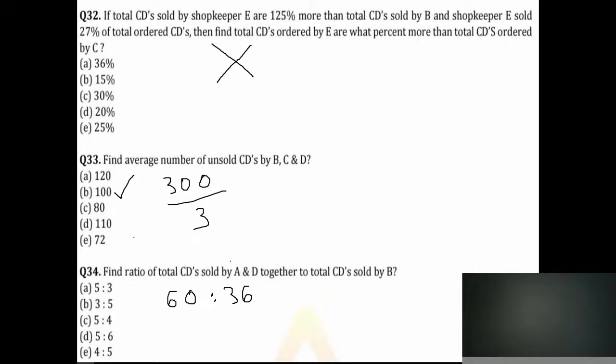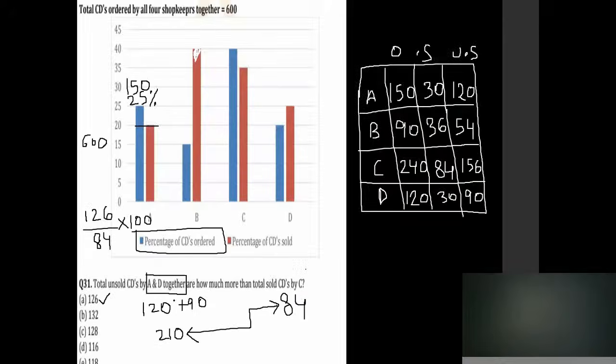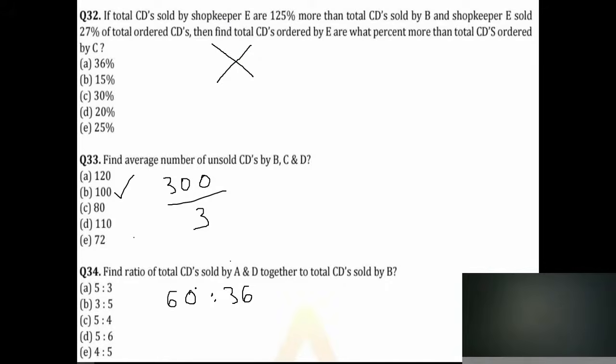You can cancel in the 6 table if you want, or you can cancel in the 12 table also. Sold by A and D together is 60, and sold by B is 36. So 60 is to 36. In the 12 table, if we cancel, we get 5 is to 3. So 5 is to 3 is the correct answer. Okay, next one, the 32nd one. Let us answer the 32nd one.